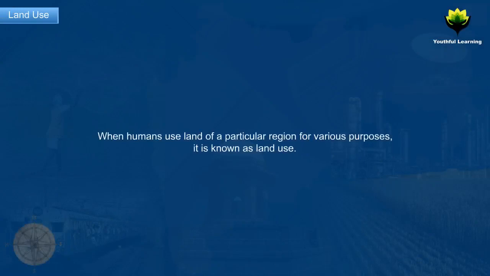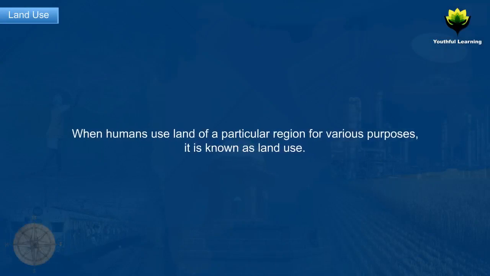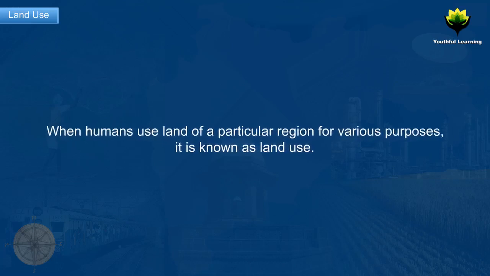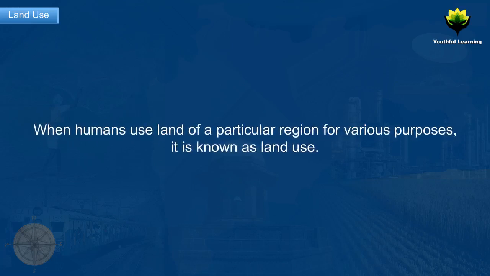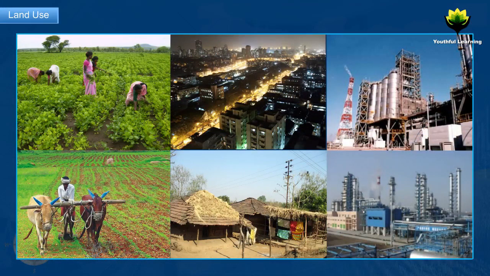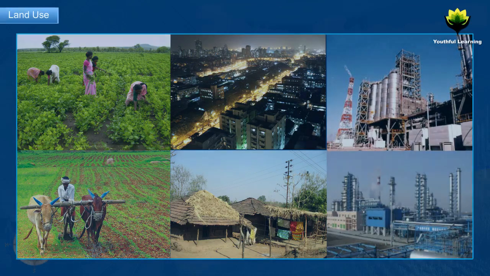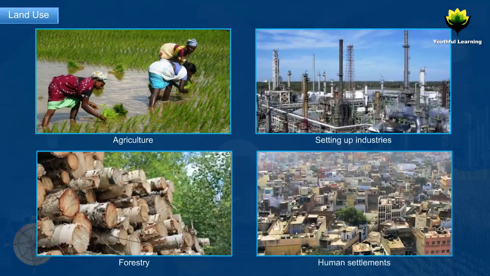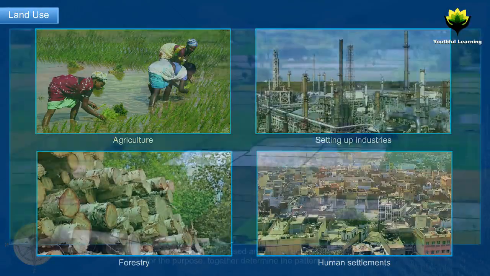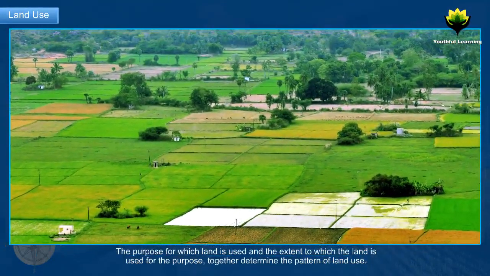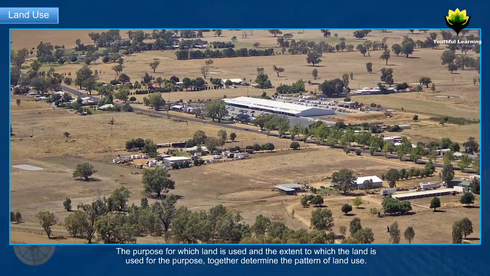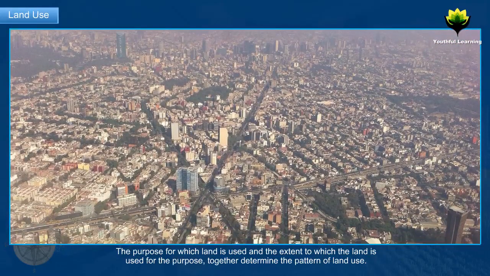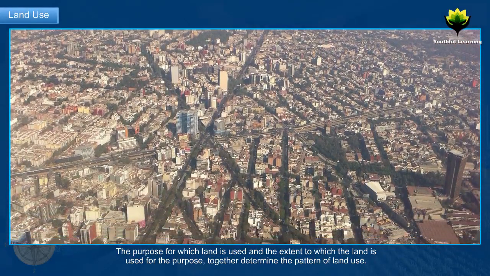Land use. When humans use land of a particular region for various purposes, it is known as land use. It involves activities undertaken by humans to use, manage, or maintain the land for various purposes such as agriculture, setting up industries, forestry, human settlements, etc. The purpose for which land is used and the extent to which the land is used for the purpose together determine the pattern of land use.